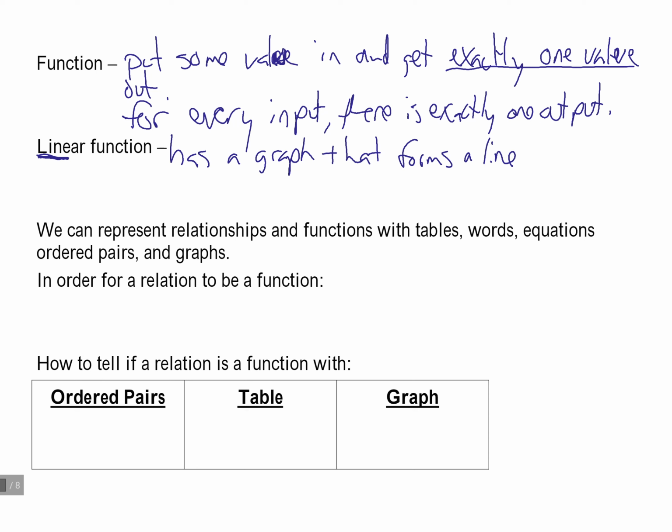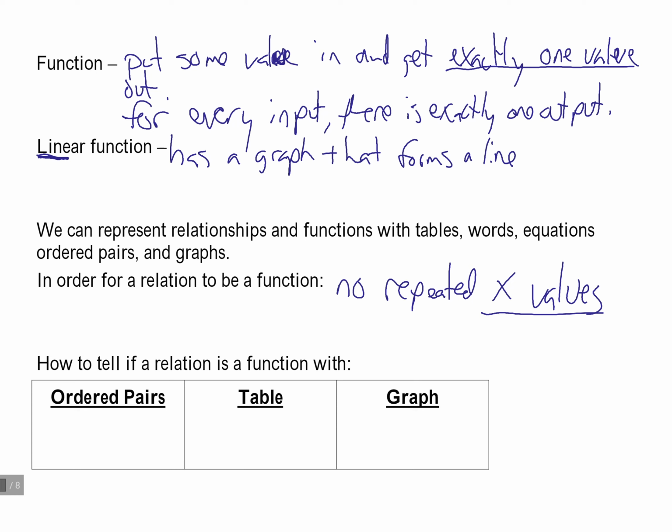So we can represent relationships and functions with tables, words, equations, ordered pairs, and graphs. We've done most of these already, so this is kind of a review. We're just sort of formalizing things right now. So in order for a relation to be a function, what we need is no repeated x values. If you have no repeated x values in the stuff that you're given, then you can claim that it is a function.